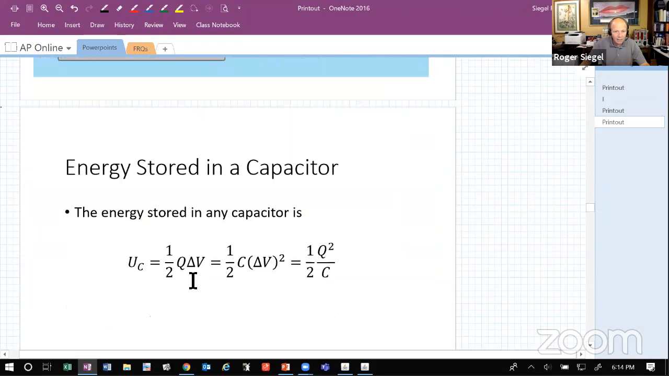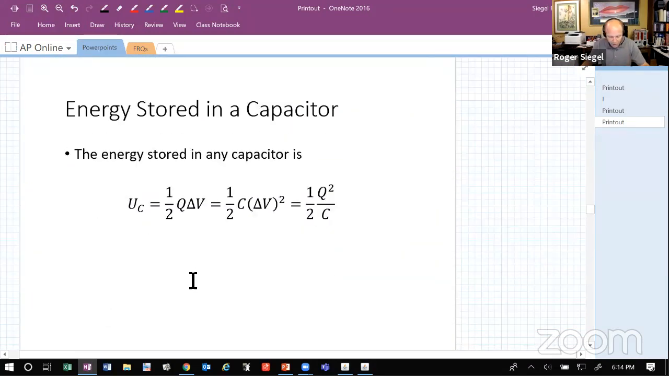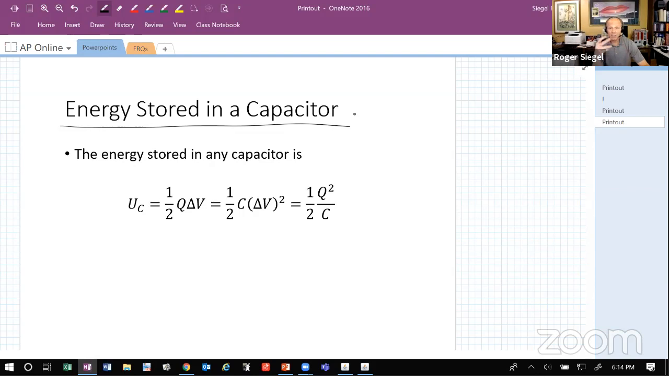All right, let's talk about this last thing before we try some of our problems to see how we understand this. And that is the energy stored in a capacitor. I said earlier that a capacitor stores energy in an electric field. It works kind of like a spring does in a mechanical system, believe it or not. It has some of the same functions that a spring has. But it stores energy, so we want to be able to calculate that energy.